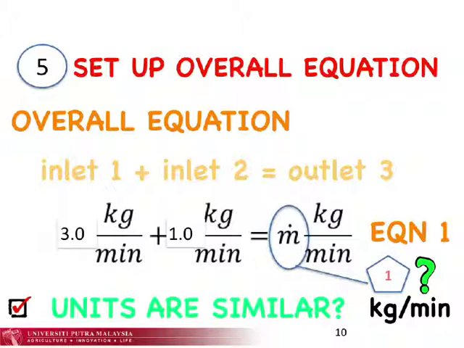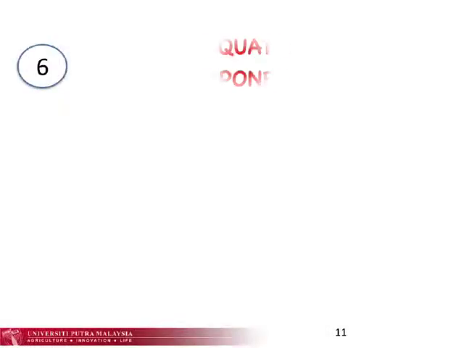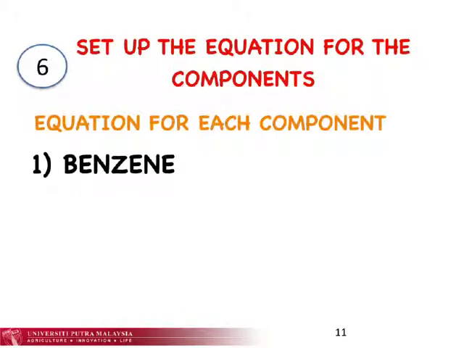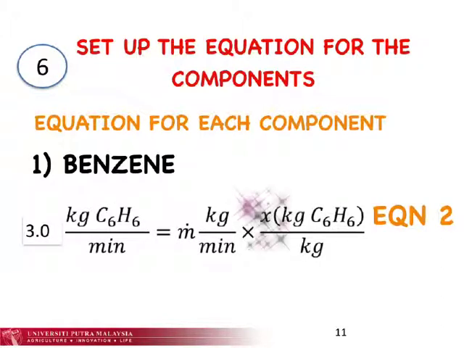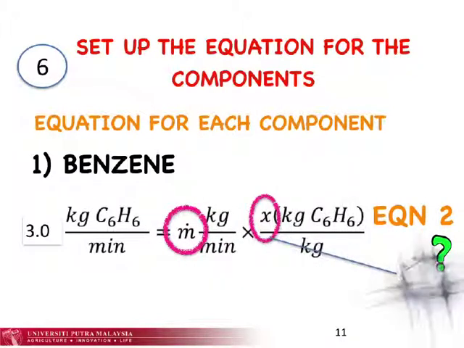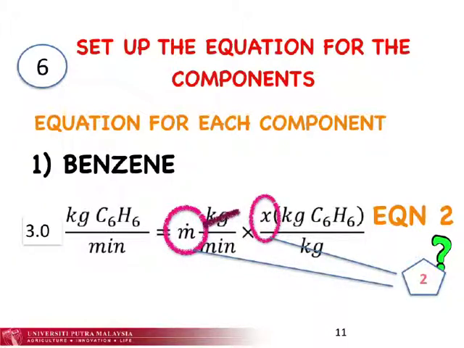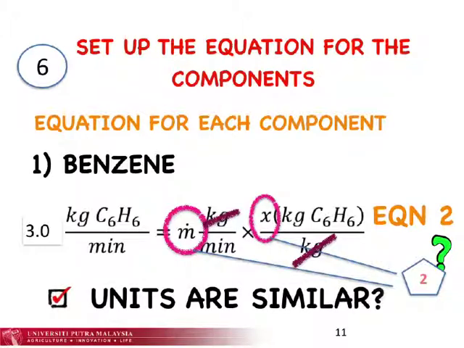Next, we are setting up the equations for each component. Since we have only 2 components, we are going to set up only 2 equations for the components. We will go first with benzene. The inlet stream is 3 kg of benzene per minute. The outlet stream should have a similar mass flow rate of benzene. So we have unknowns, which are m dot of the total mixture, and x, the mass fraction of benzene in the mixture. Cancel out the units, and we will get similar final units in kilogram of benzene per minute. Here we have 2 unknowns, which are m dot and x.